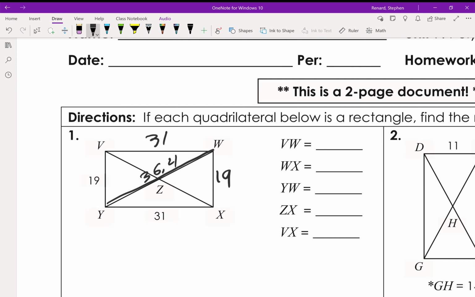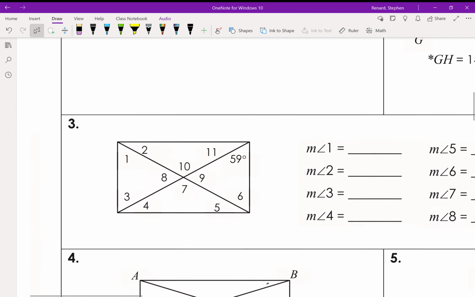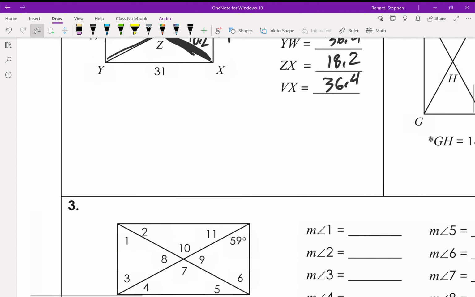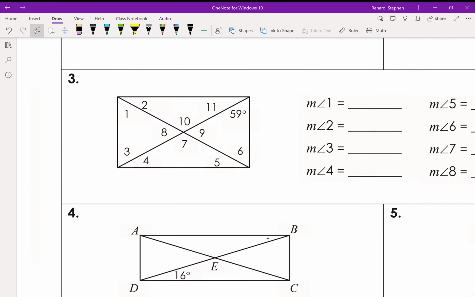Because we know the diagonals bisect each other, and because we know that the diagonals are congruent, each one of these is going to be half that, or 18.2. So, VW is 31, WX is 19, YW, that's the diagonal, 36.4, ZX, that's half a diagonal, 18.2, and VX, that's a full diagonal, 36.4. Okay, if you need to pause that, rewind it, whatever.